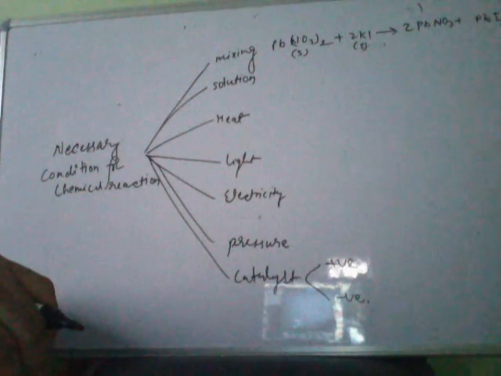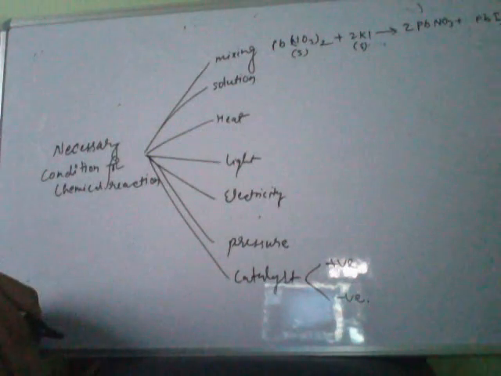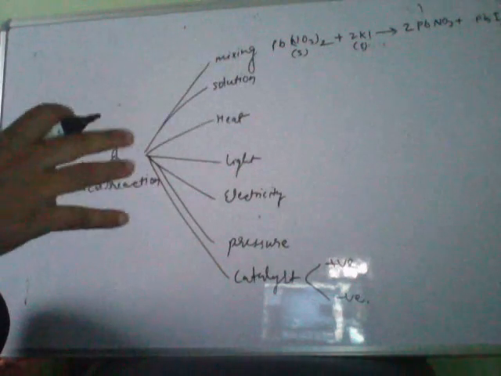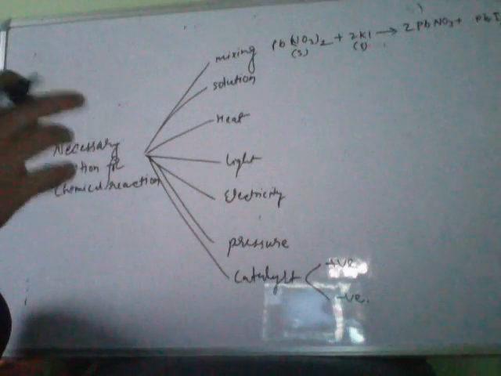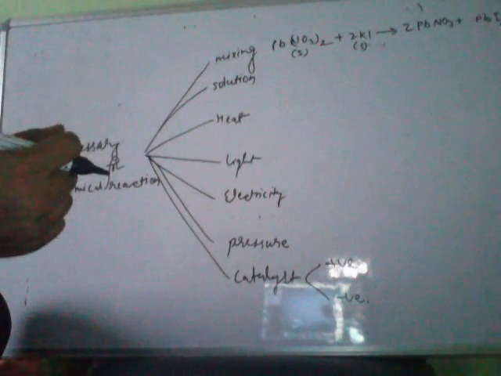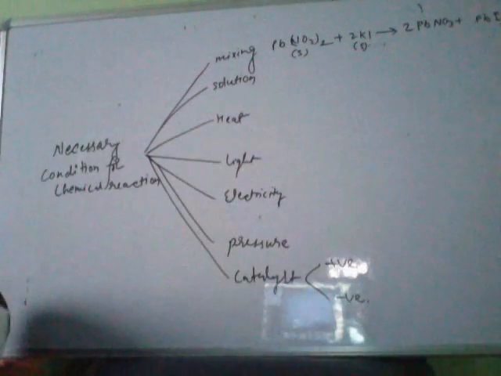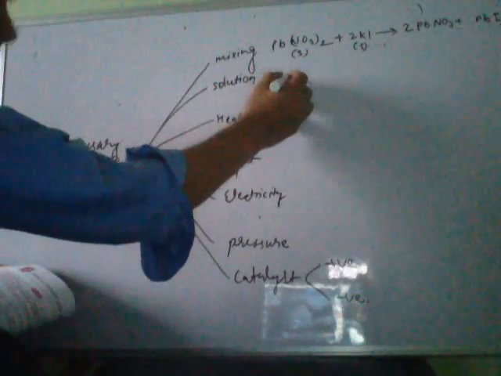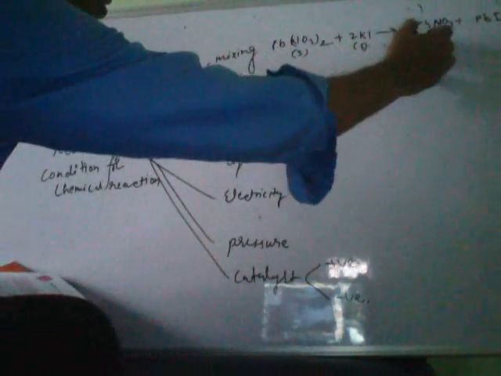If this reaction takes place in the aqueous medium, then it is known as a solution. If the aqueous reactants are there, they need to form a homogeneous mixture, and only then can they form the product. If you talk about an example like that, I am taking NaCl. Here both are solids, that is why we are talking about mixing.